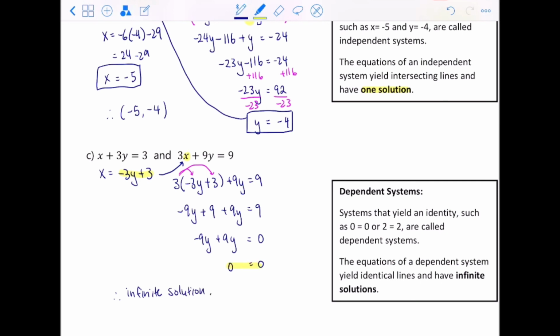So this identity happens when two equations are overlapping on top of each other, which means it's a multiple of the other equation. So we can actually see that the second equation is a multiple of 3 of the first equation. So if you multiply 3 to equation 1, you get equation 2. Therefore, these equations are overlapping, and that tells us that there are infinite solutions. And this indicates that the system is dependent.